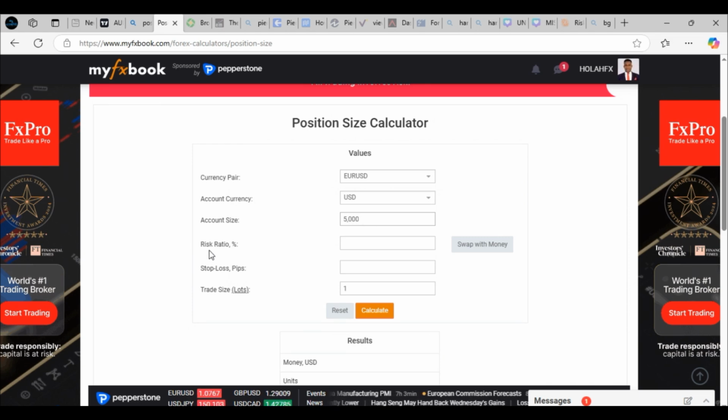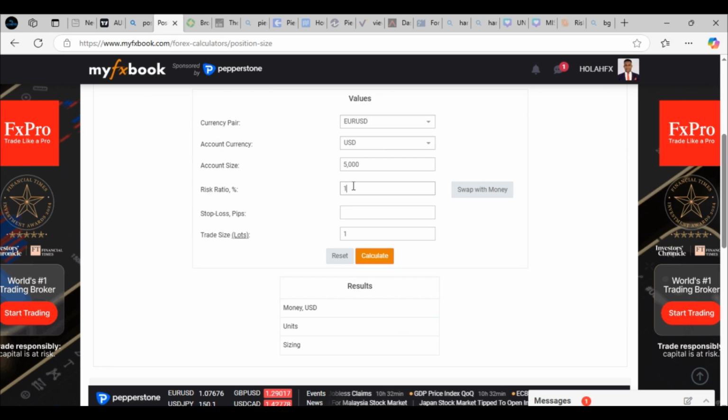Now the risk ratio is asking you, what is your risk appetite? How much are you risking on these $5,000? If you say, okay, I'm risking just 1% on this, you put 1 here. Do not put more than 1 if you are risking 1%. You can also swap to money. If on $5,000 you want to risk $100, you can swap it with money in this case, but leave it as risk ratio. It is very important.